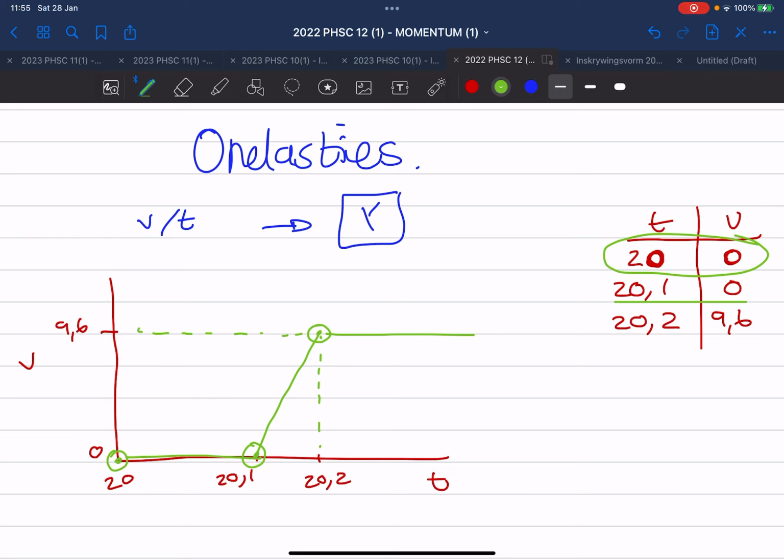Hoekom? Want die graph wat dit is, maar dit is, so it's just in the box. Okay.